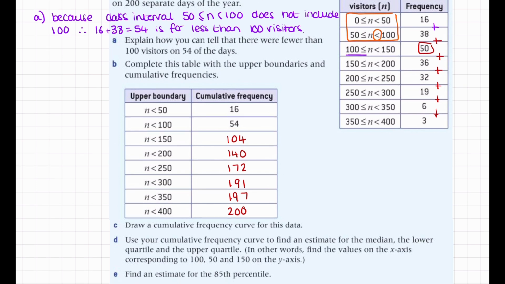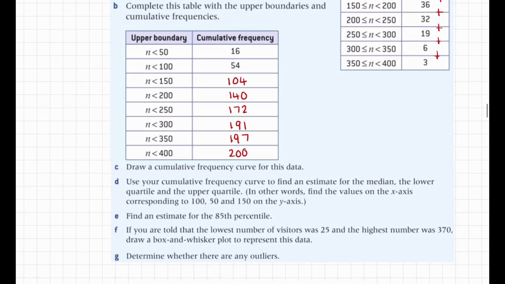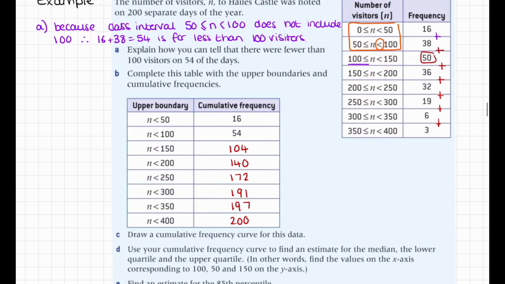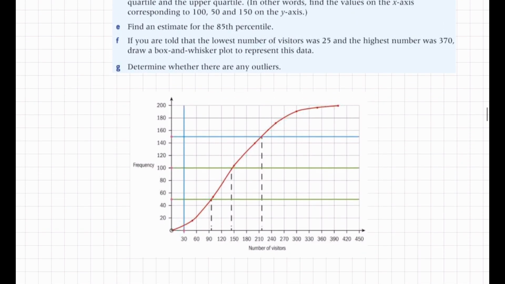Draw a cumulative frequency curve for this data. So I've already done this below. Ta-da! So when you're doing this, we've got our number of visitors, our boundaries, so from less than 50, less than 100, etc., all the way up to 400. So we need to make sure your x-axis goes up to your maximum number of visitors, which in our case was 400. And the axes are a bit weird scalar-wise, but that's okay. And we know we have a total of 200 days, so our frequency needs to go up to 200.